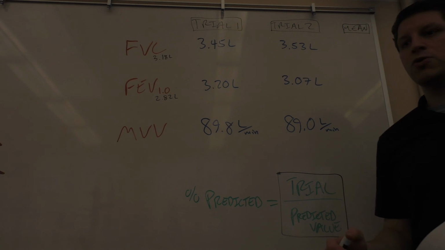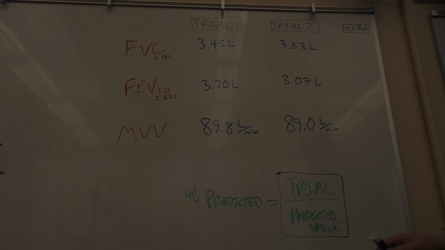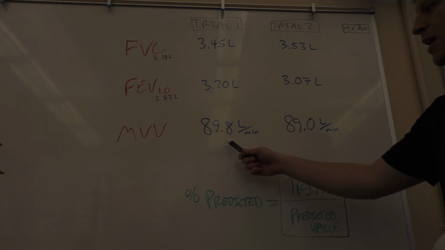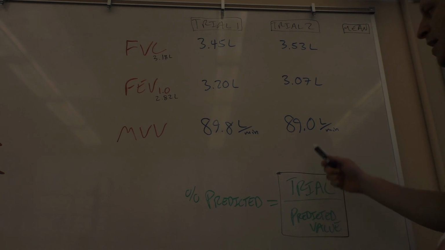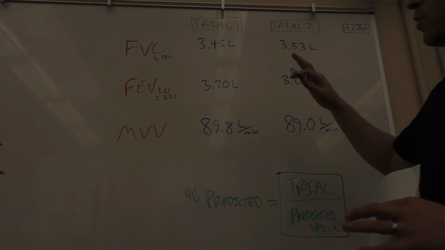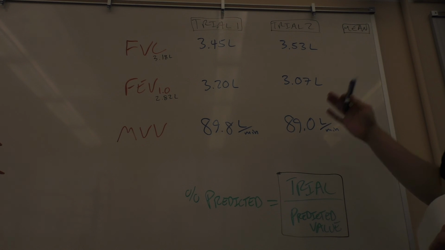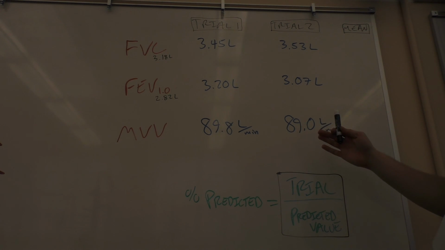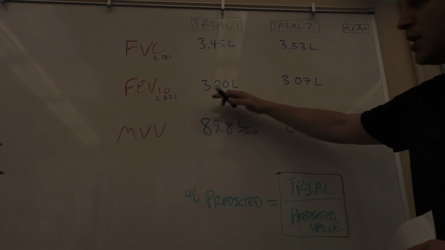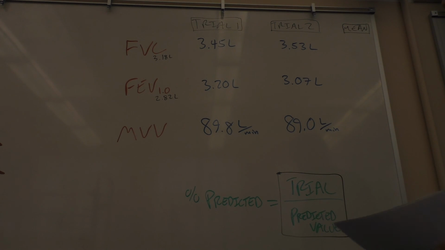You also observed her do 2 MVV tests. For trial 1, that came out to be 89.8 liters per minute and 89.0 liters per minute. Now, something here we need to preface. With the FVC test, that's just a volume. It doesn't matter how long it lasts, although the FEV1 is the first second of that FVC.